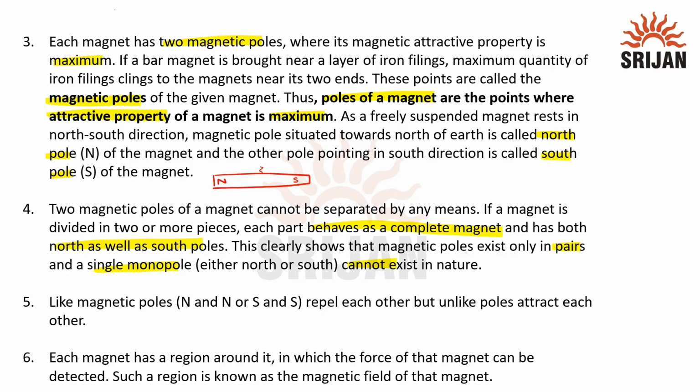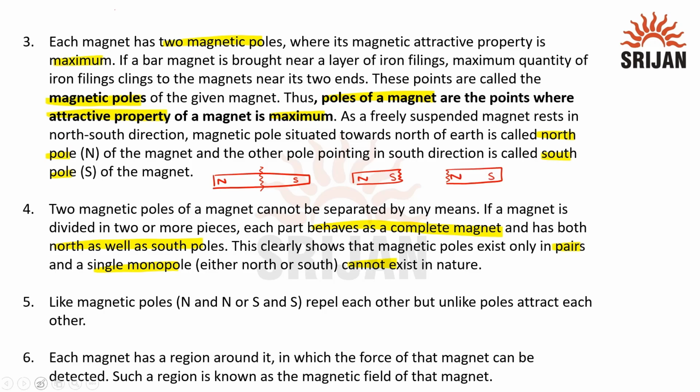If I break it from the middle, both these individual pieces, like these are the two pieces, will behave as a complete magnet. Both of these magnets will have both north pole as well as south pole like this.